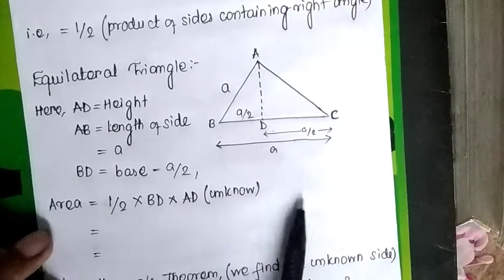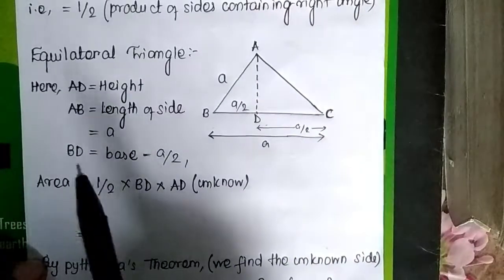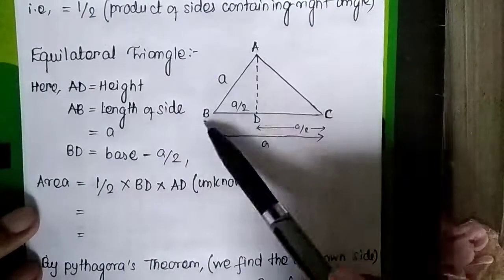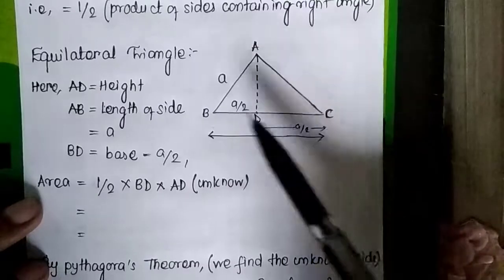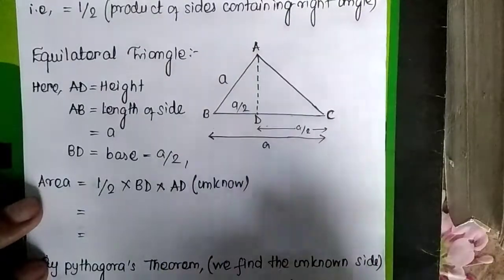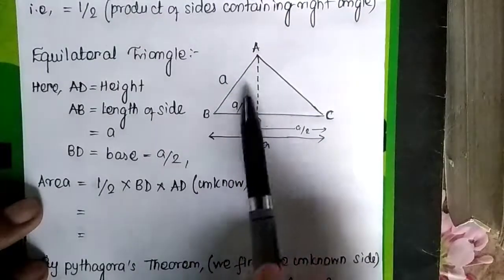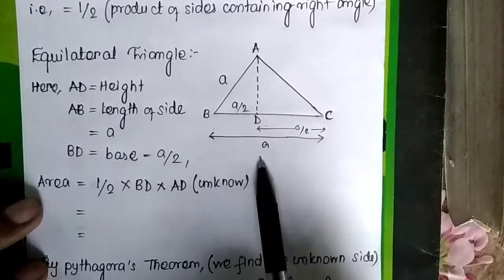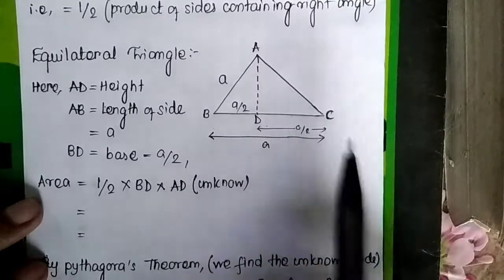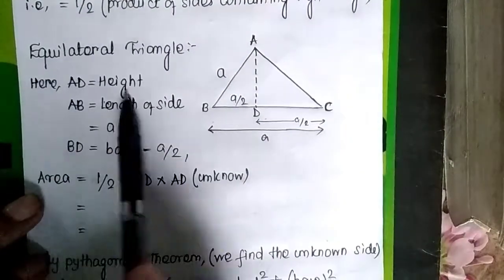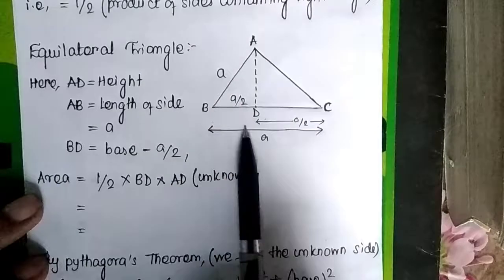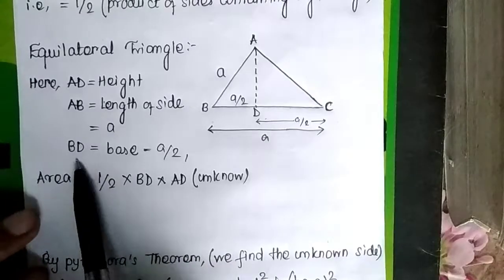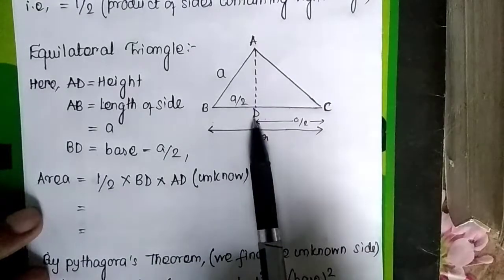Next we have the equilateral triangle. Suppose the equilateral triangle ABC is drawn, and as we all know, the sides of an equilateral triangle are equal. So if the length of AB is A, that means the length of BC will also be A. Similarly for AC we also have A. So we write here AD is the perpendicular or the height, and AB is the length of the side, which is A units.